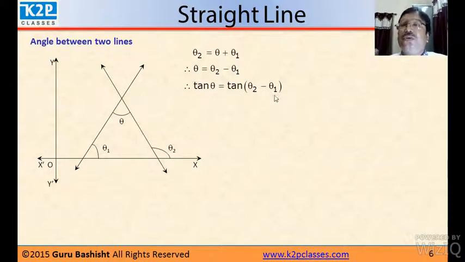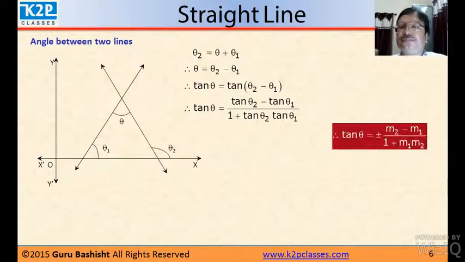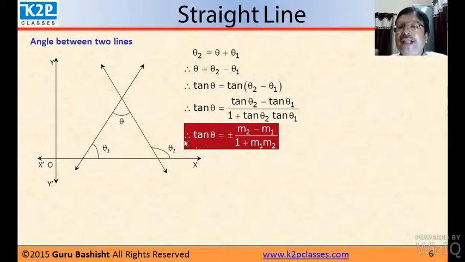I know you don't know this formula, this will be taught in class 11, but tan A minus B equals tan A minus tan B by 1 plus tan A into tan B. So if you put in that formula, tan theta 2 minus tan theta 1 by 1 plus tan theta 2 into tan theta 1. So tan theta equals plus minus m2 minus m1 by 1 plus m1 into m2. This is the formula for finding the angle between two straight lines.